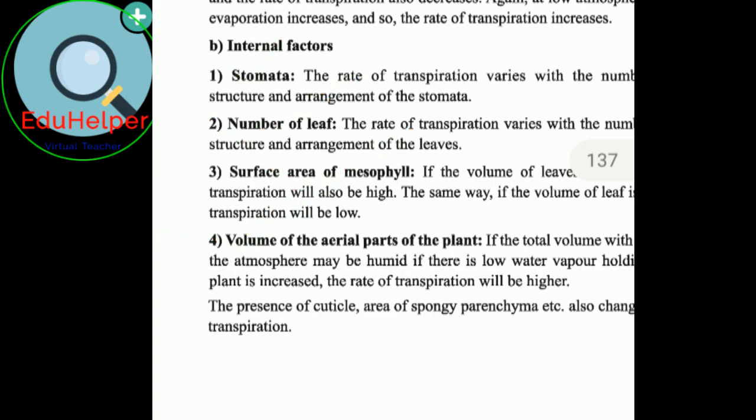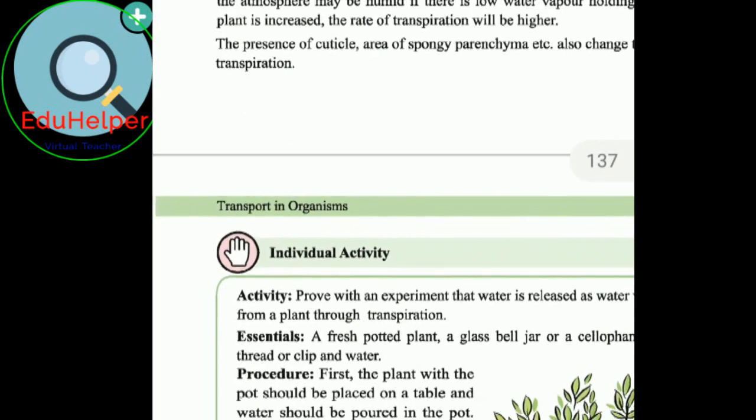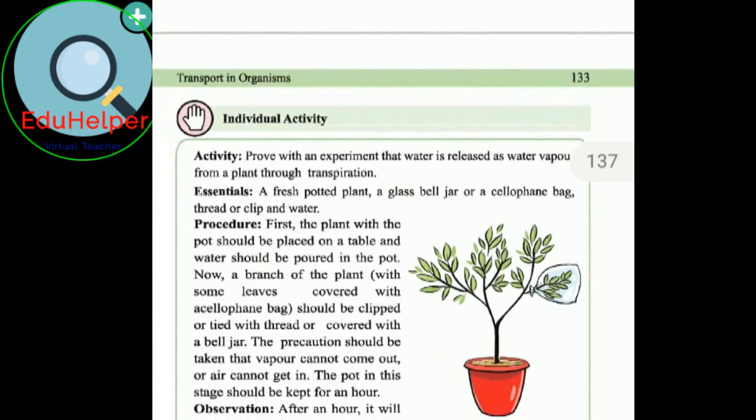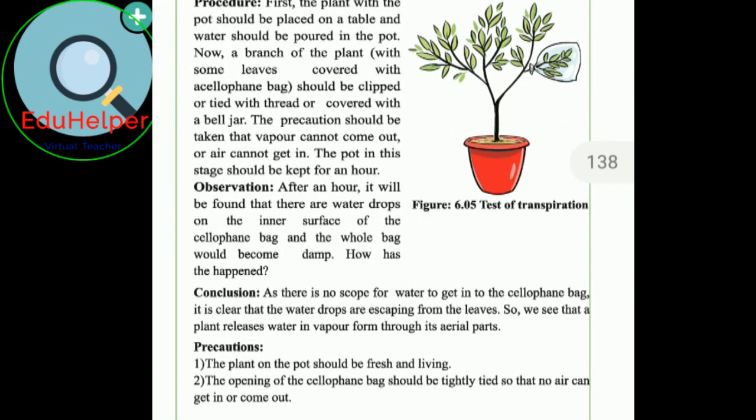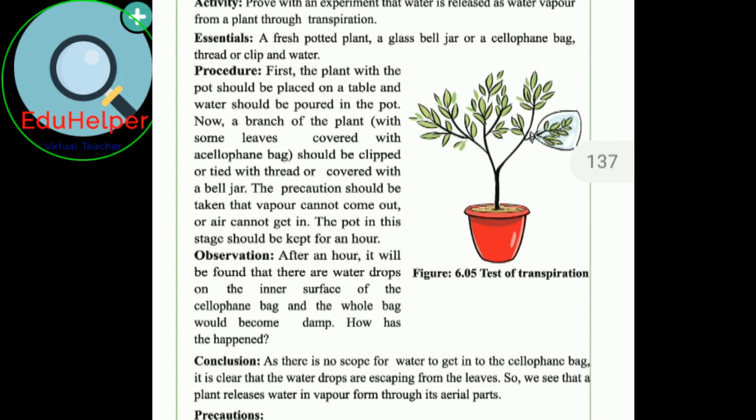So if you want to do an activity at home, you can do it, and by the activity you will be able to understand the process of transpiration. It is very important for your practical part. Prove with an experiment that water is released as vapor from a plant through transpiration. You need a fresh potted plant, a glass bell jar or a cellophane bag, thread or clips, and water.